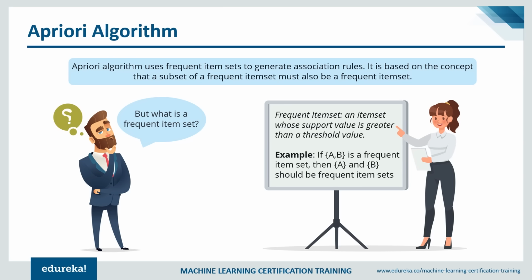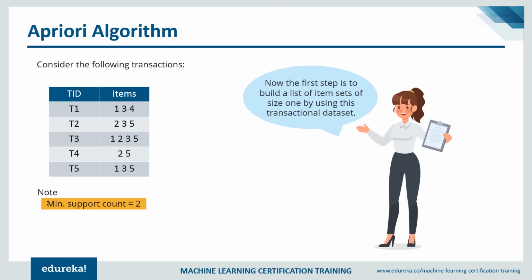Now, here again, we talk about the Apriori algorithm. So the Apriori algorithm and association rule mining go hand in hand. What Apriori does is use the frequent itemsets to generate the association rules. And it is based on the concept that a subset of a frequent itemset must also be a frequent itemset. So let's understand what a frequent itemset is and how all of these work together. If we take the following transactions of items, we have transactions T1 to T5, and the items are 1 3 4, 2 3 5, 1 2 3 5, 2 5, and 1 3 5.